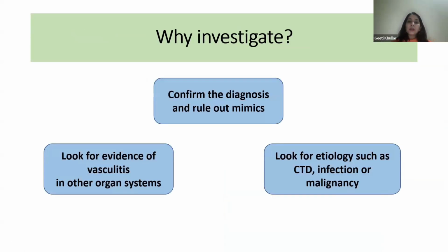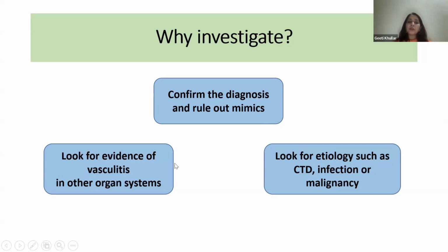Now, once we are through with our history and our examination, we know that we are probably dealing with a vasculitis. We now need to investigate the patient, and our investigations will be based on what positive findings we have got on history and examination. So why do we need to investigate these patients? Why do we have to do these tests? First, we have to confirm our diagnosis because, as I showed you in the images, not all patients would have palpable purpura. They can be very different kinds of lesions. And that can make you think that, okay, we need to perform a biopsy and rule out vasculitis, rule out other mimics, because you can have vasculopathy also.